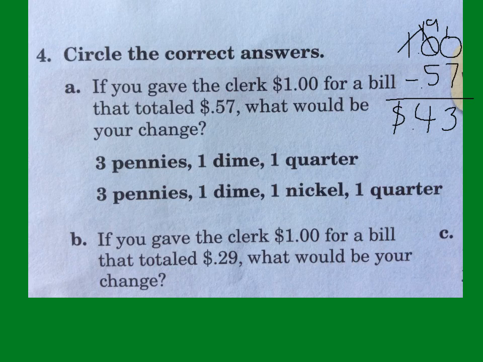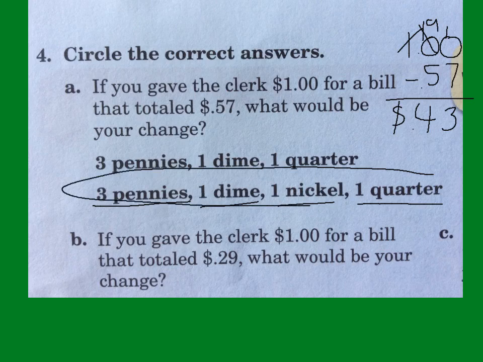A quarter is 25 cents. 1 dime is 10 cents. You add that together and you get 35 cents. Plus 3 pennies would give you 38 cents. So I have a feeling the bottom one is going to be correct, but let's check it. A quarter is 25 cents. Plus a nickel would be 30 cents. Plus a dime would be 40 cents. Plus 3 more pennies would be 43 cents. So this bottom one is the correct answer. And all you have to do is circle that like I did.